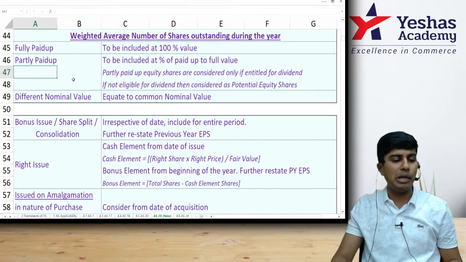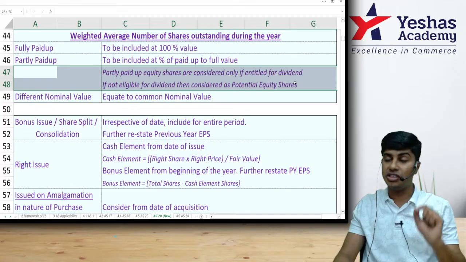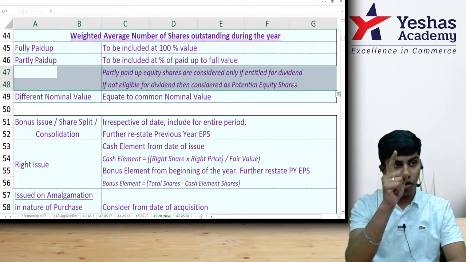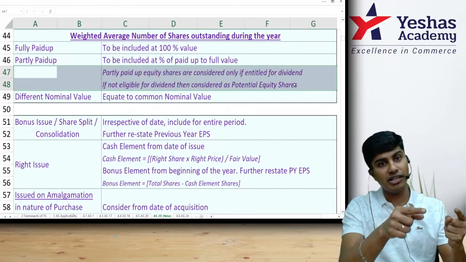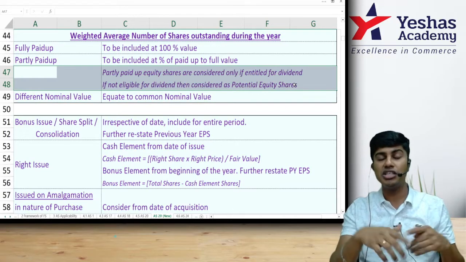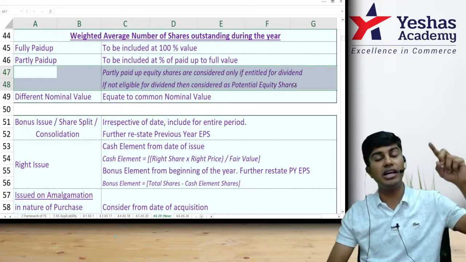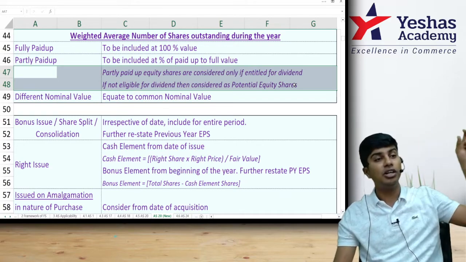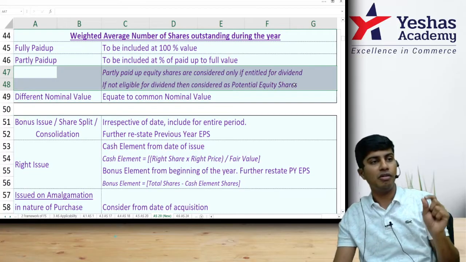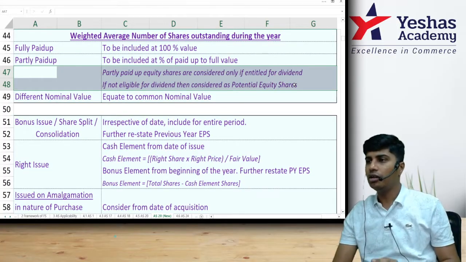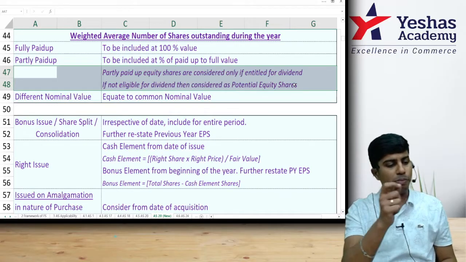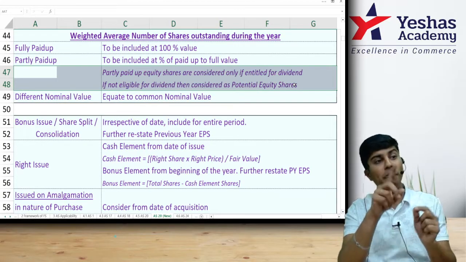If the share is partly paid up, then what to do? We should first check whether that partly paid up share is eligible for dividend. If it is eligible for dividend, then it is to be considered in EPS computation. If it is not eligible for dividend, it will be considered in diluted EPS computation as a potential share, to the percentage paid up, for the months that it is there in the company. However, if dividend is eligible on those shares, then what to do? Those partly paid up shares, take them at the percentage paid up.